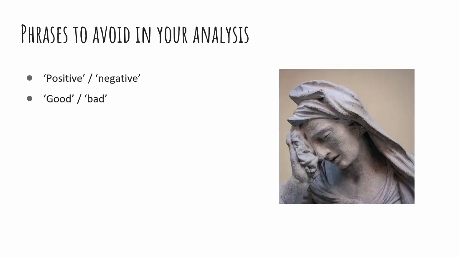As a final tip, here are some phrases to avoid in your analysis. I very frequently see students use positive, negative, good and bad in their essay. These are very vague, general words. You can always be more specific and explain exactly why something is positive or negative. For example, rather than just saying the comparison to the sun is a positive image, you could write in your essay, the comparison to the sun conveys warmth and vitality. This is much more specific, and you'll be awarded with many more marks if you write like this, rather than using these vague general words like positive.